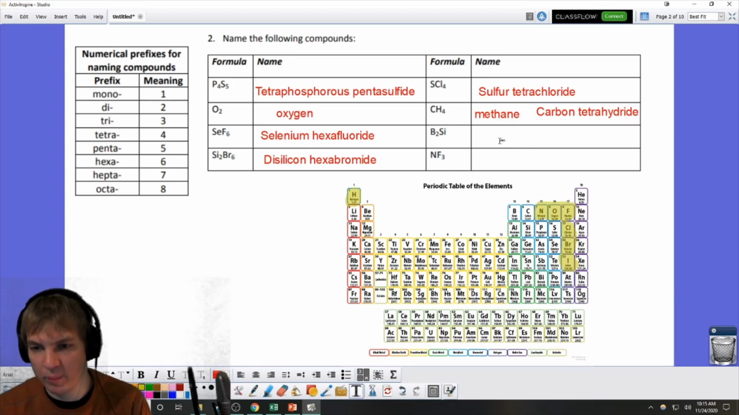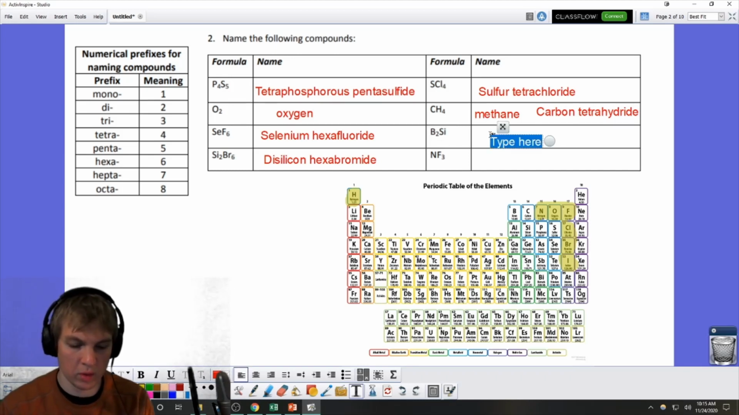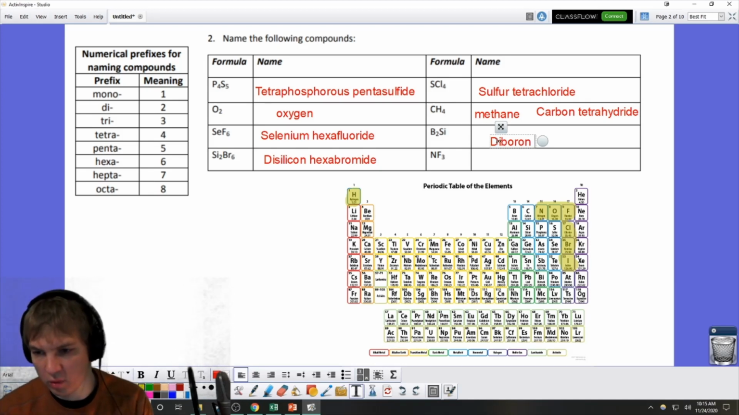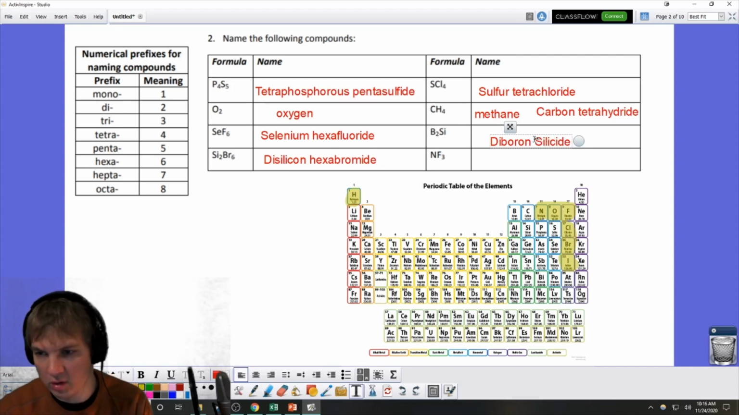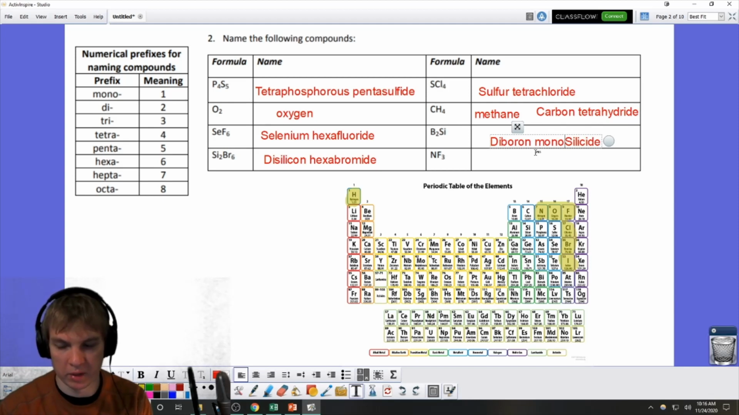All right, next up we have B2Si. B2 is going to be boron, but the prefix 2 is associated with di, so we have diboron. And then Si is for silicon. We could just call it silicide, okay, diboron silicide, or we can also call it diboron monosilicide.